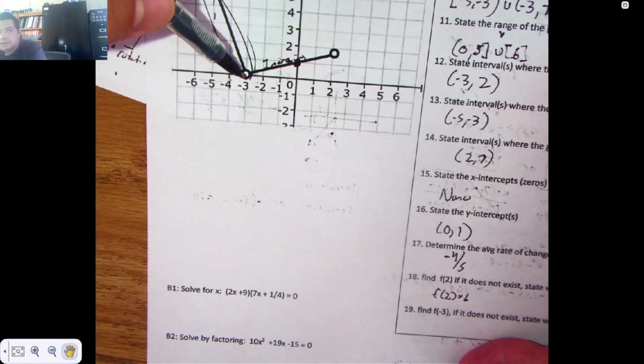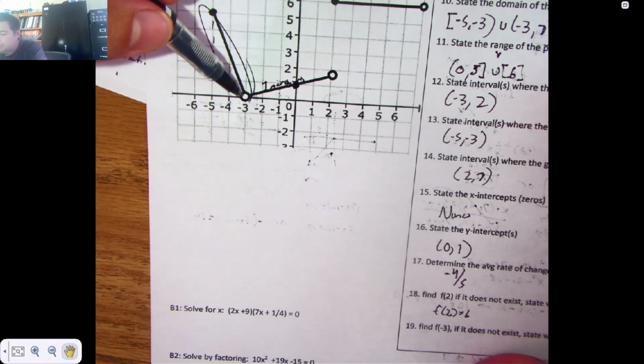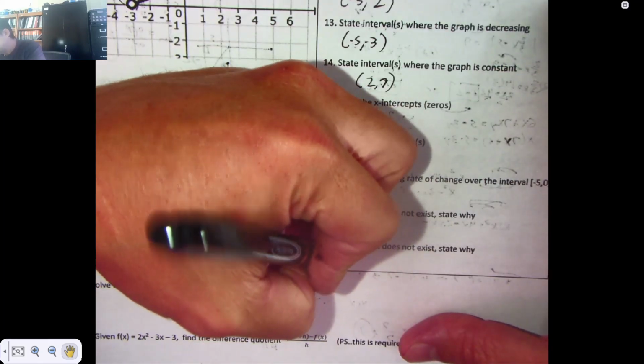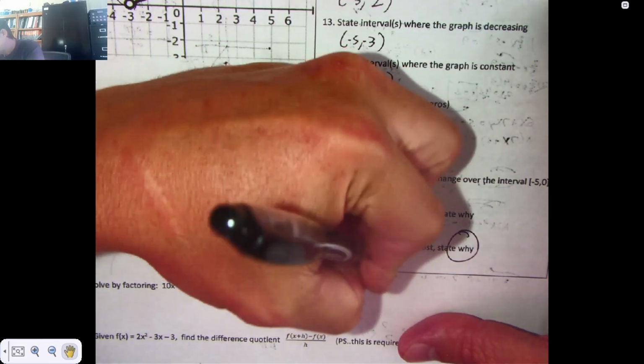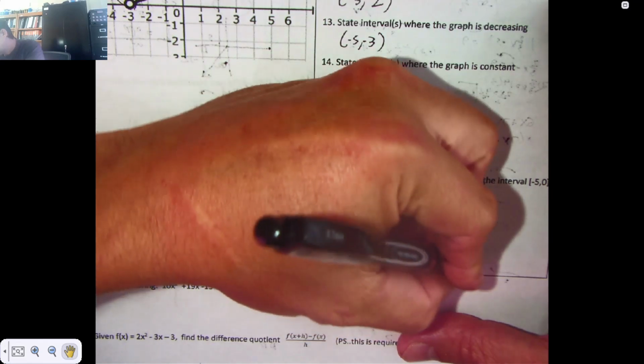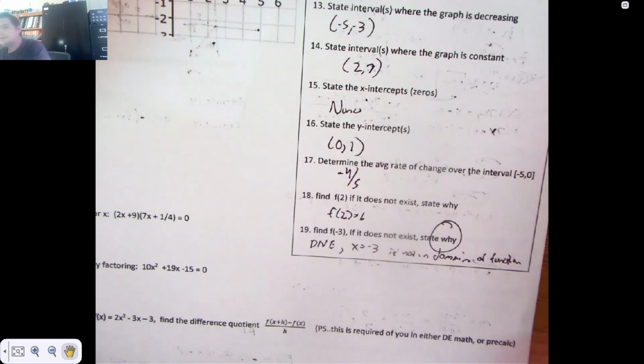Find f of negative 3. So I go to where x is negative 3, I look at the graph, I see a hole, there's nothing there, and above or below where x is negative 3, there's also nothing solid. This does not exist. DNE, because x equals negative 3 is not in the domain of the function. I am accepting there's a hole in the graph for right now, but oh, I can't stand it.